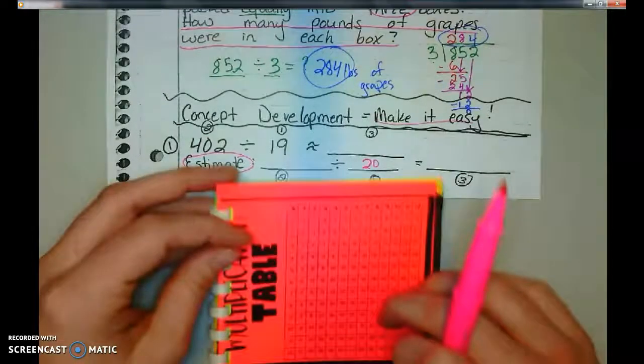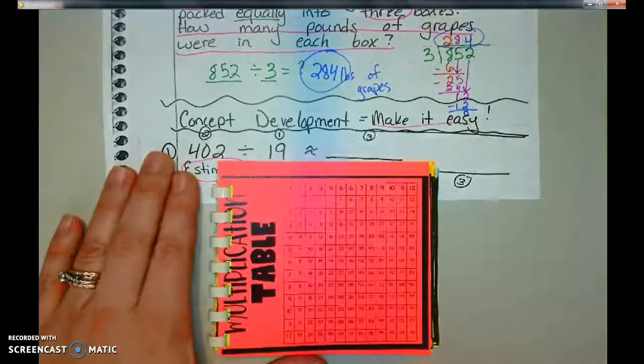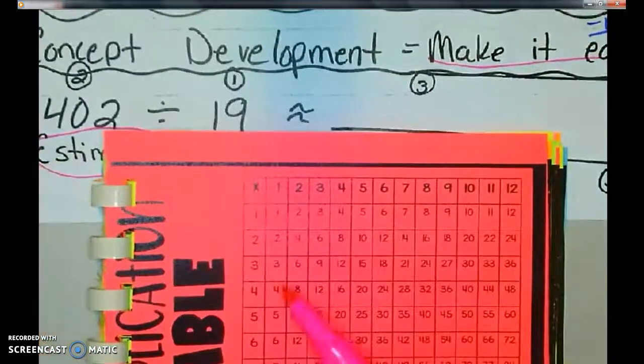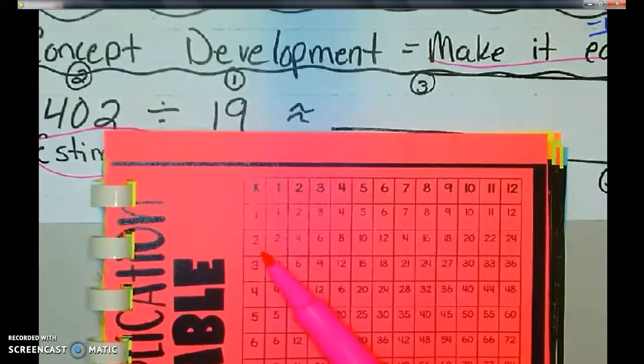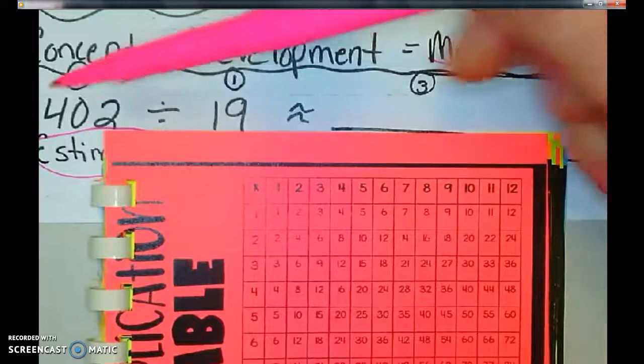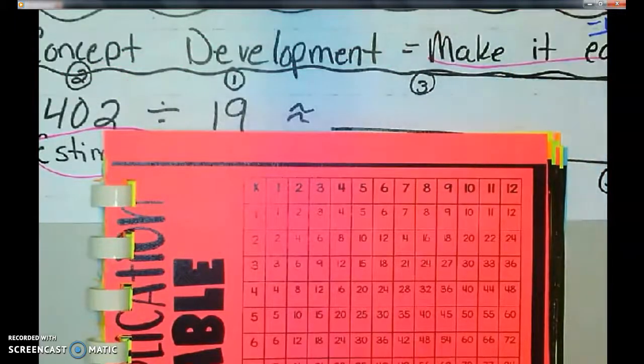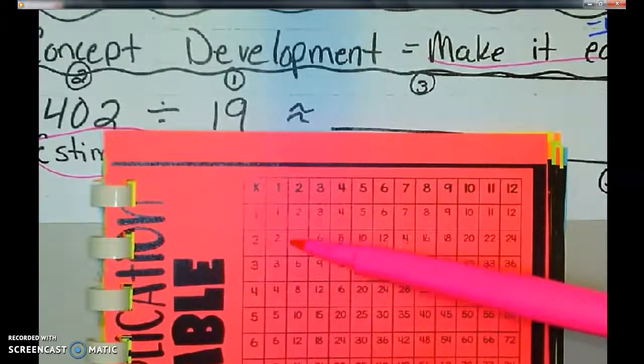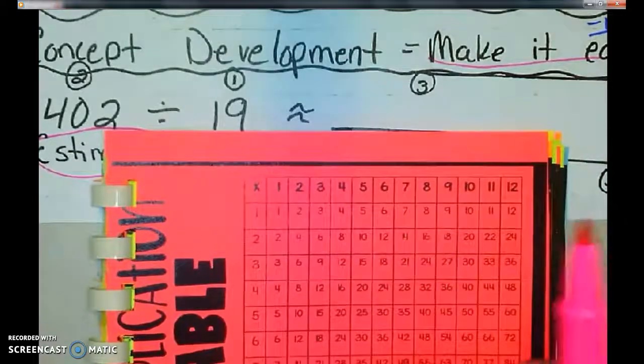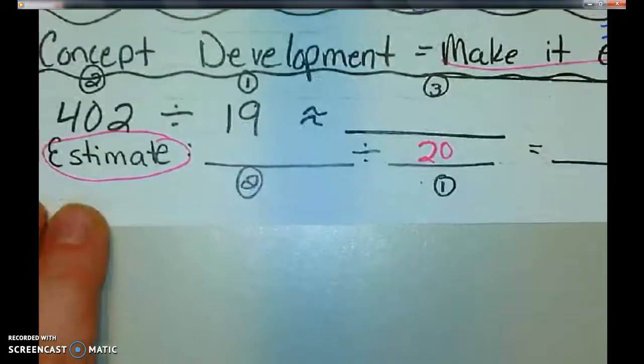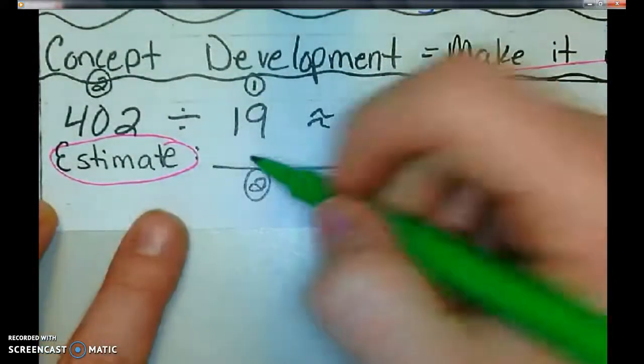So I'm going to look at my chart. I'm going to zoom in here for you guys. I'm going to look at my 2's, and I want to go over to see what I can round my 402 into to make it easily divisible. Well, I'm looking at my 2's, and I know, oh, 2 goes right into 4. So I can round that 402 to just 400.